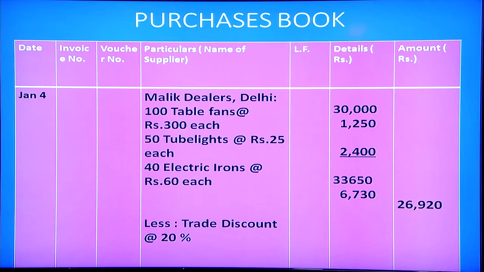So 100 into 300 will give you 30,000. Then 50 tube lights at rupees 25 each. 50 into 25 will give you 1,250. And then 40 electric irons at rupees 60 each. 40 into 60 will give you 2,400. Then you have to total this, and then from this amount you are going to deduct the trade discount, which is 20%. That is 33,650 into 20 by 100 will give you 6,730.